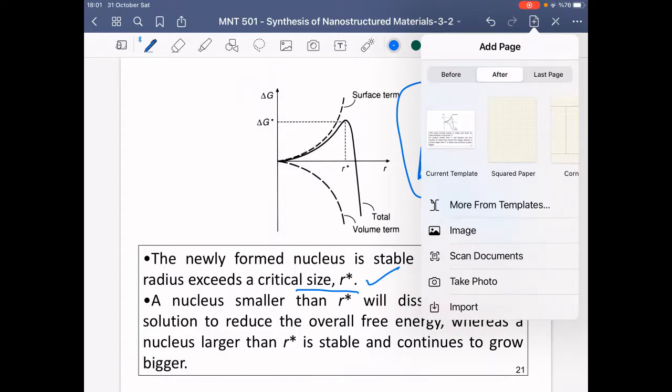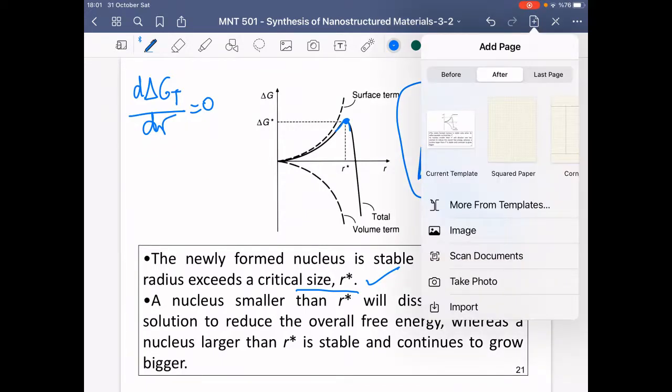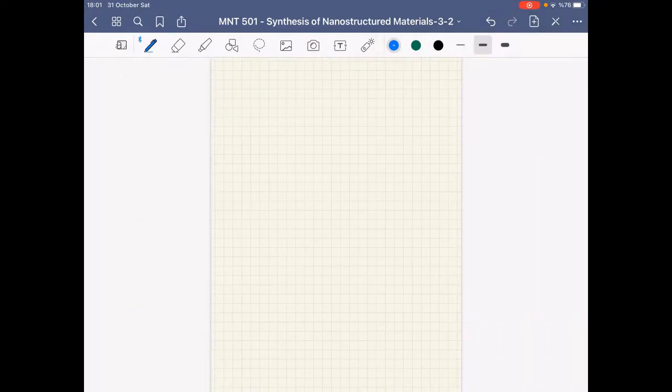What is this before that? What is this point here? This is where d delta G T over dr is equal to 0. That's how you do all the equations to reach the R star and delta G star. Now I'm going to try to do that if my mind allows me.